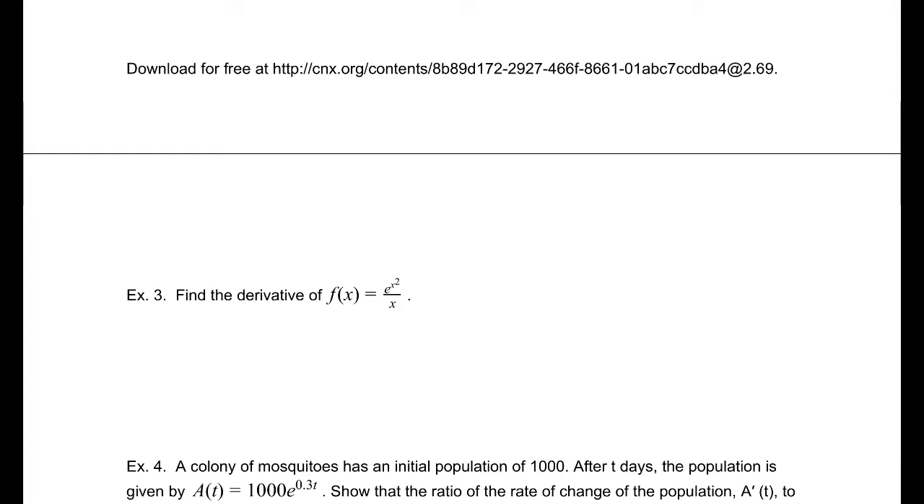Example 3, the derivative of e to the x squared over x. Alright, well, let's go ahead and mark these up as our u and v. So low d high for the derivative here. So low d high, so that would be e to the x squared times the derivative of x squared, which is 2x.